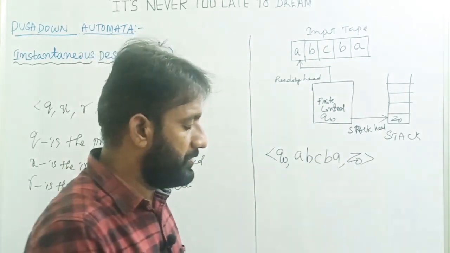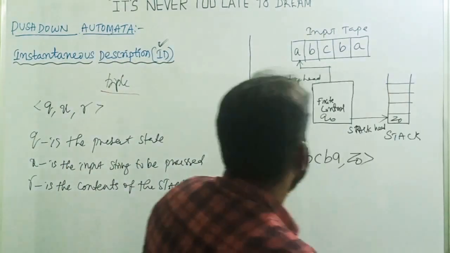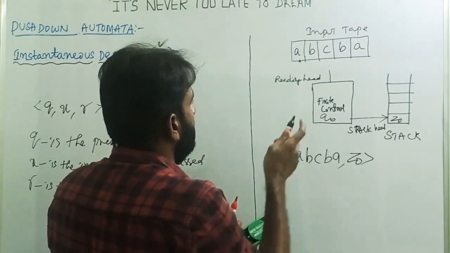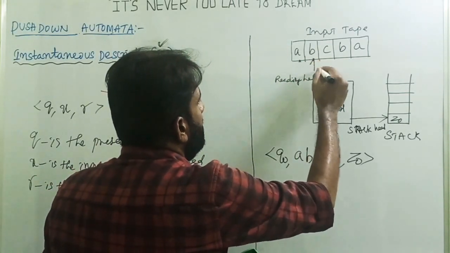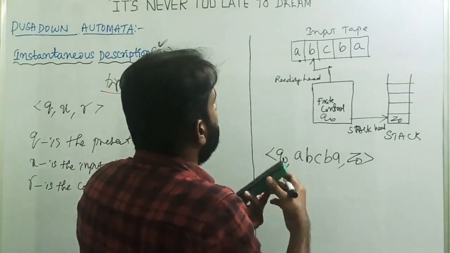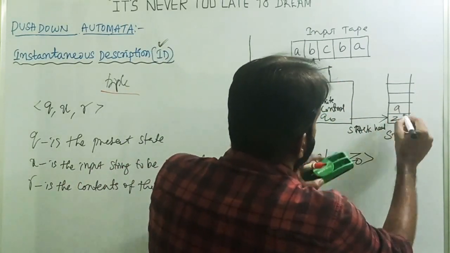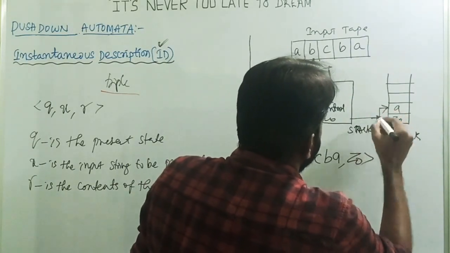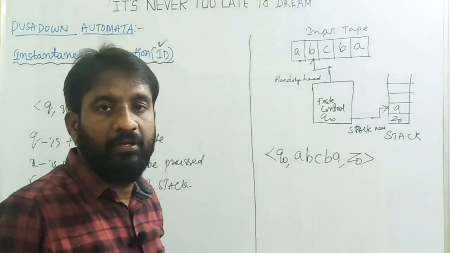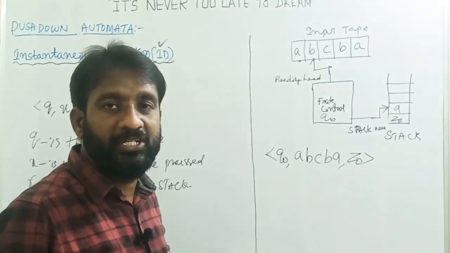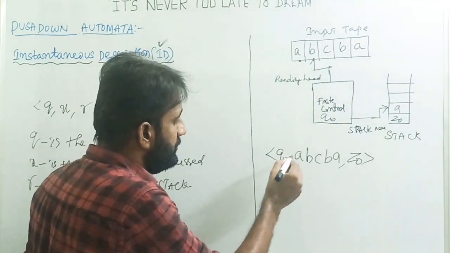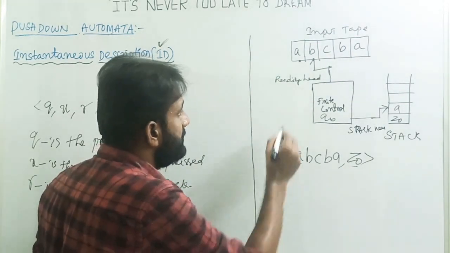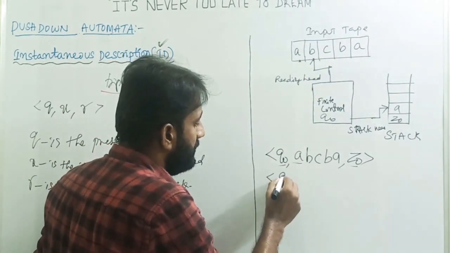So how can we write this transition? Now the finite control points to the B, and A is pushed onto the stack. That's why the stack is pointing to the top of the stack. So presently, what is the configuration of the pushdown automata? Q0, A, top of the stack is Z0. So what is the next configuration? Now the next configuration is Q0.